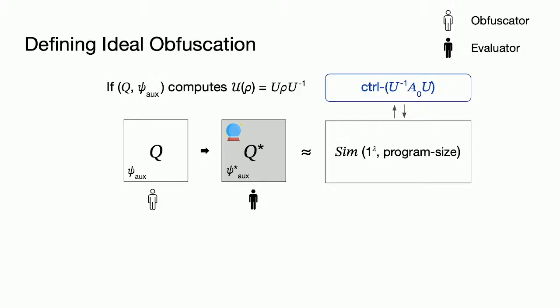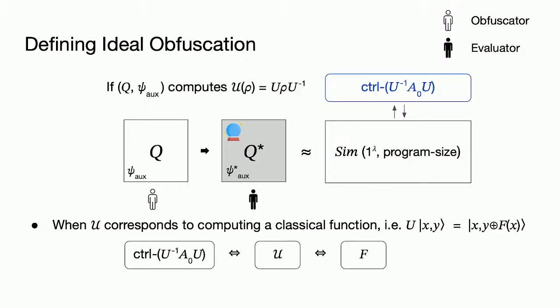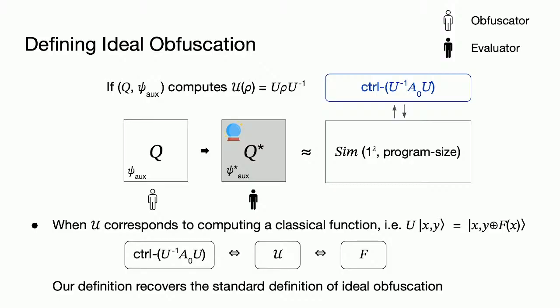So this definition exactly reflects the additional power that can be computed with white box access to the program, because you can use controlled-U inverse A0 U to compute all the things mentioned in the previous slide. And so we call a scheme that satisfies this definition an ideal obfuscation for unitary functionalities. It is noteworthy that when U computes a classical function, having black box access to this controlled-U inverse A0 U is equivalent to having black box access to F. And so our definition recovers the standard definition of ideal obfuscation when the program computes a classical function.